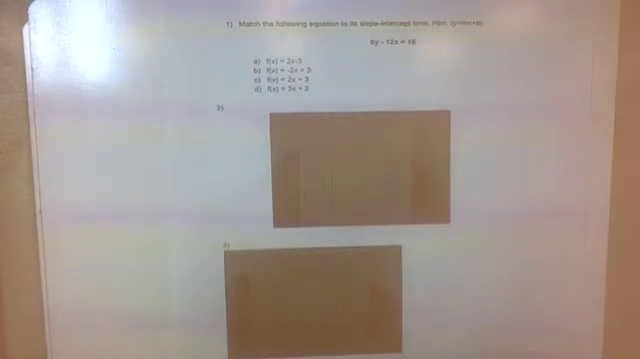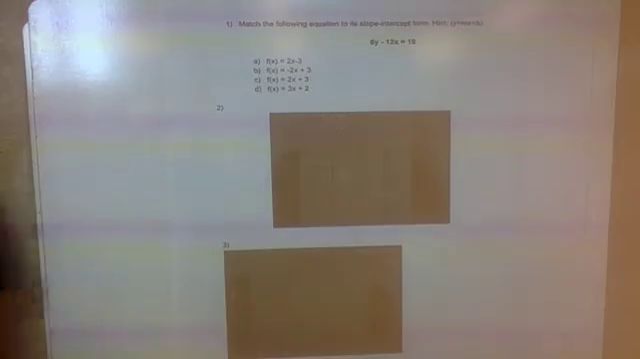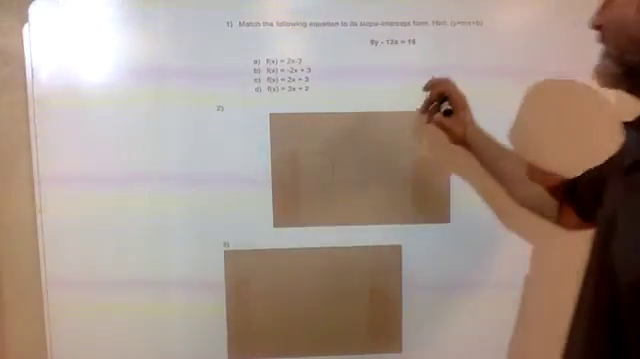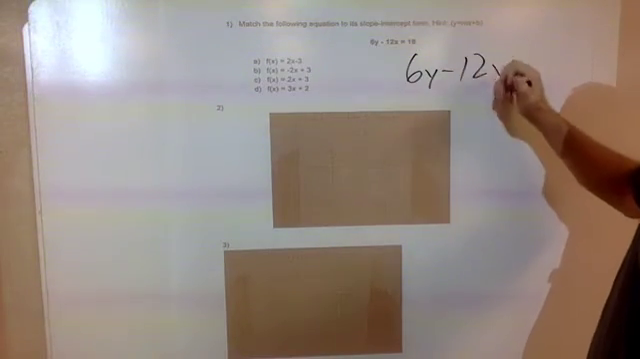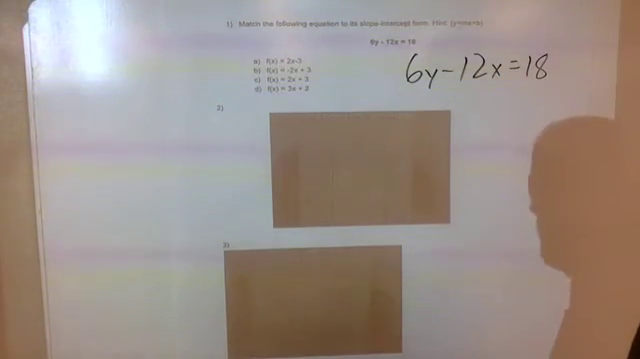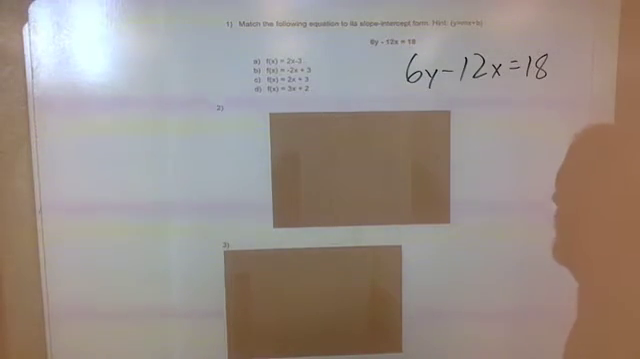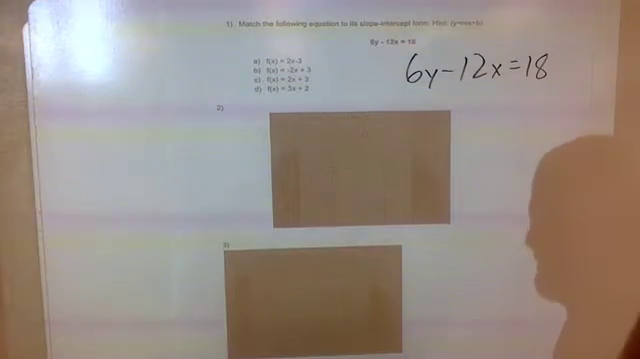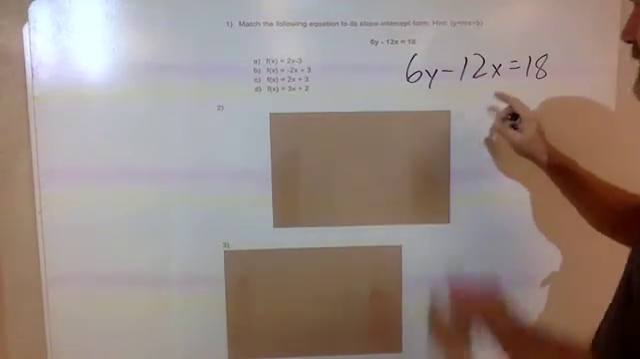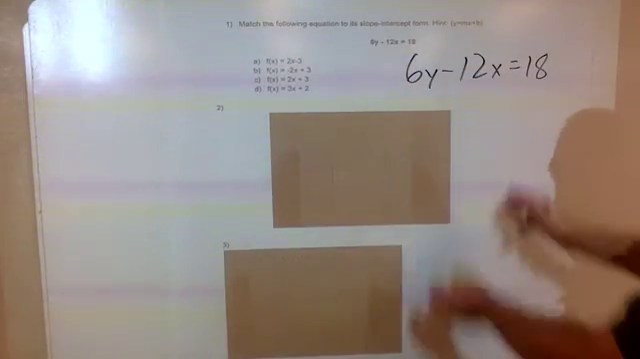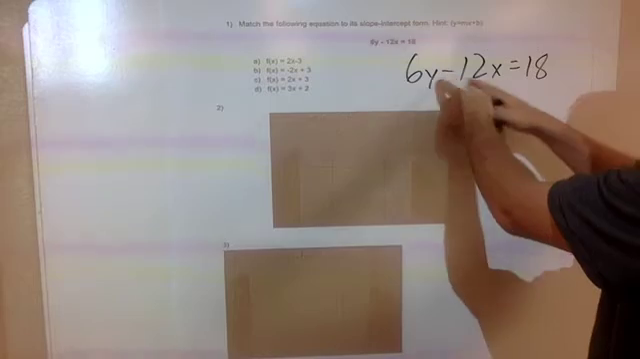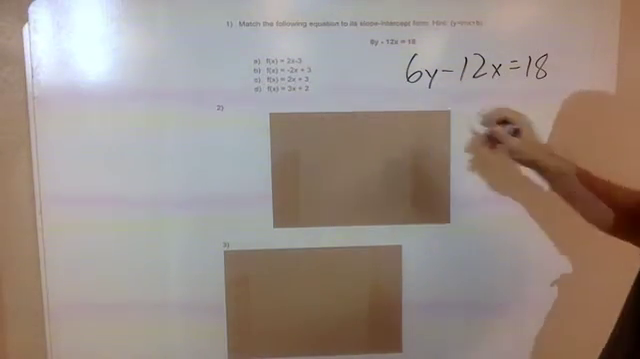Okay, this problem here was the same equation for every problem. The equation is 6y minus 12x equals 18. And you had to do a couple things. First, you had to turn that into slope-intercept form. Solve for y. Get this y all by itself. That means the 12x has to go to the other side and the 6 has to go to the other side. Well, this 12x is a minus 12x, so you have to add 12x to the other side.